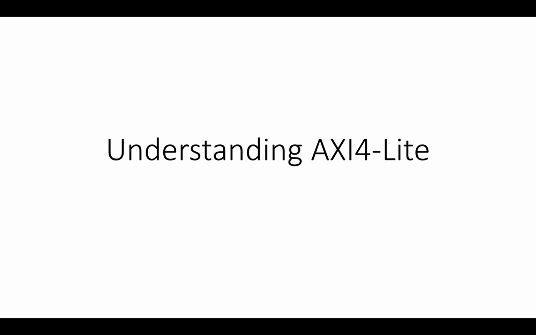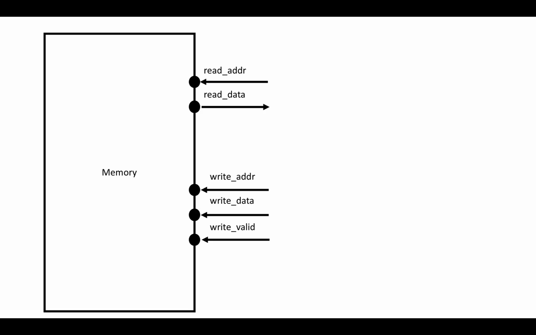So to understand AXI4-Lite, which is really just a bus protocol, we're going to start by looking at the simplest RAM interface that you're probably familiar with, or at least one of the simpler ones, which is the standard 5-port RAM interface. So suppose we've got a memory, and we want to be able to do reads and writes to addresses in this memory. Maybe this would be an SRAM or something like that.